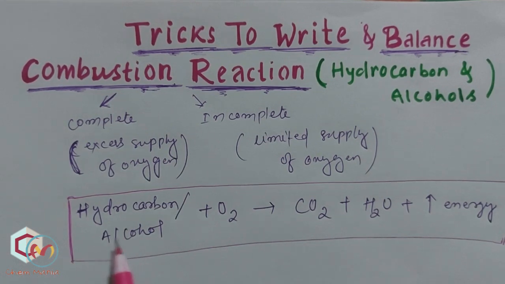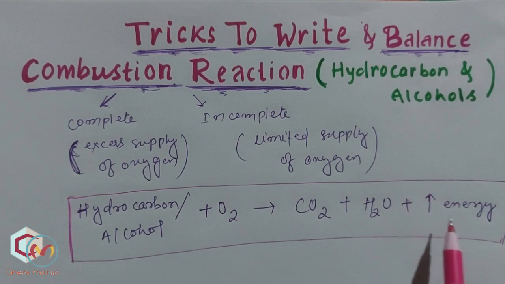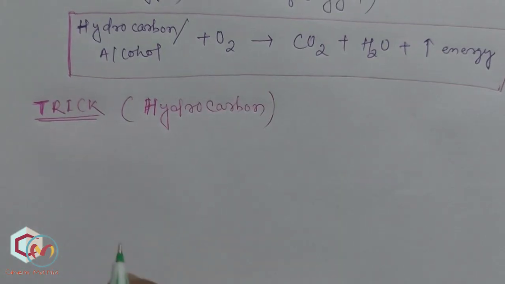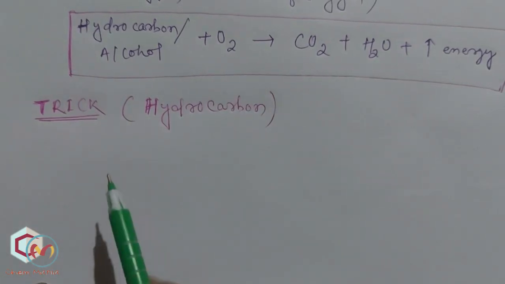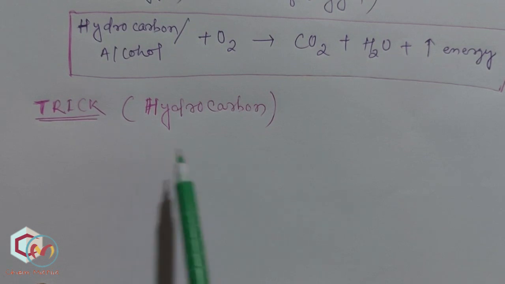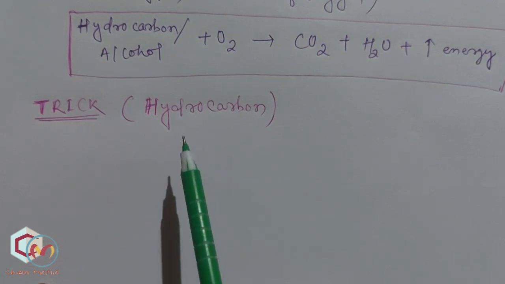This is the main reaction involved during a combustion reaction. Hydrocarbon or alcohol, whenever it reacts with oxygen, forms CO2, carbon dioxide, plus water and energy. This release of energy makes it a highly exothermic reaction. Now I will tell about the trick for balancing and writing the combustion reaction of hydrocarbon.